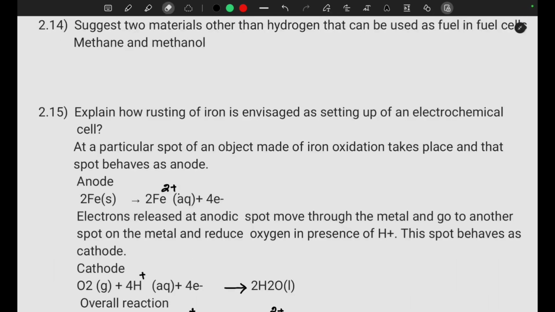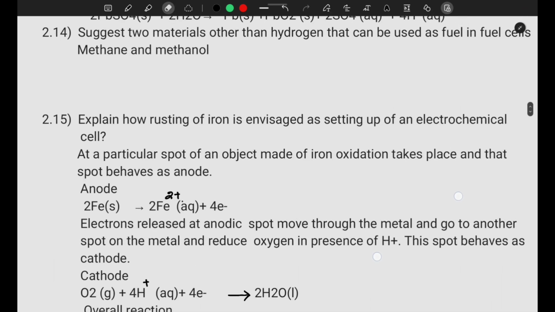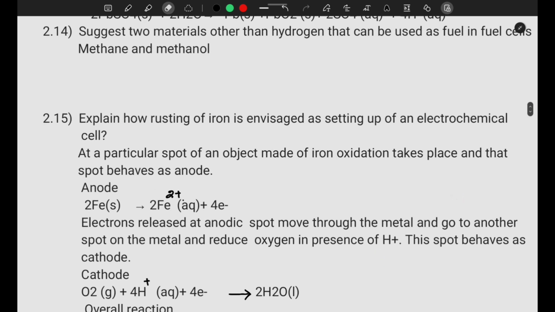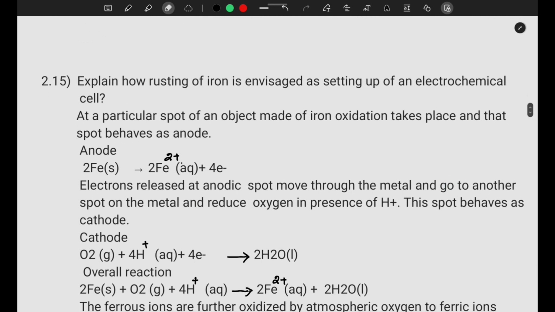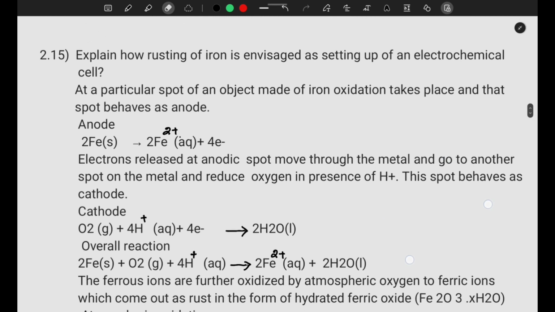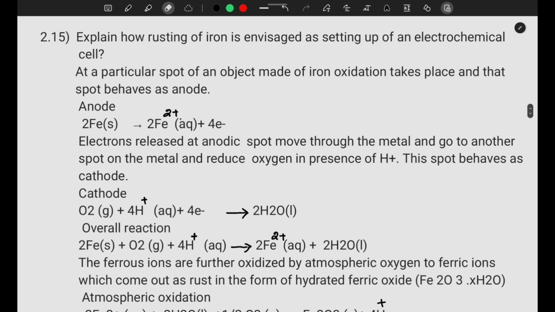Suggest 2 materials other than hydrogen that can be used as fuel in fuel cells: methane and methanol. Explain how rusting of iron is envisaged as setting up of an electrochemical cell. At a particular spot of an object made of iron, oxidation takes place and that spot behaves as anode. So Fe is undergoing oxidation to Fe2 plus plus 2 electrons.